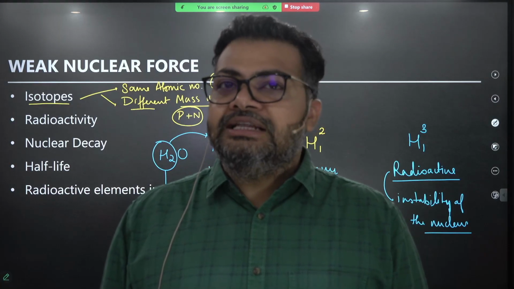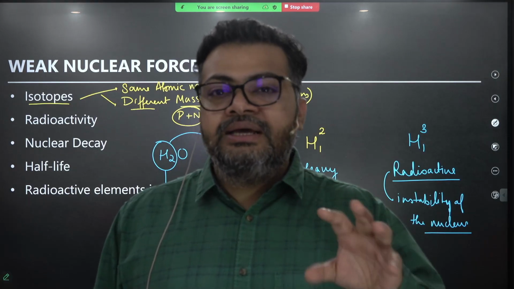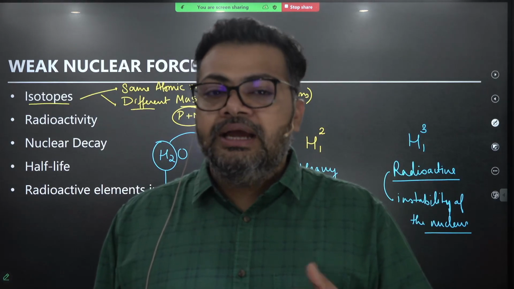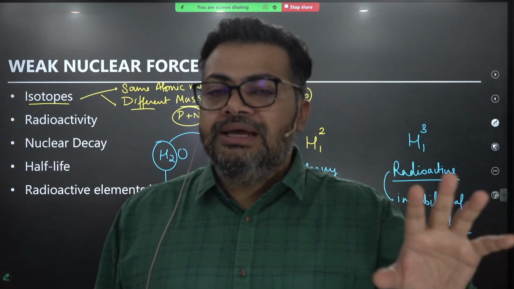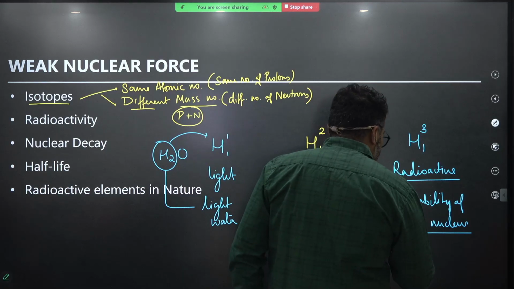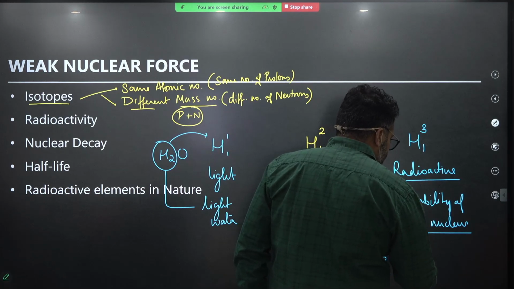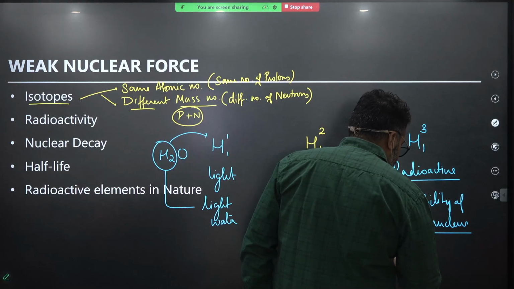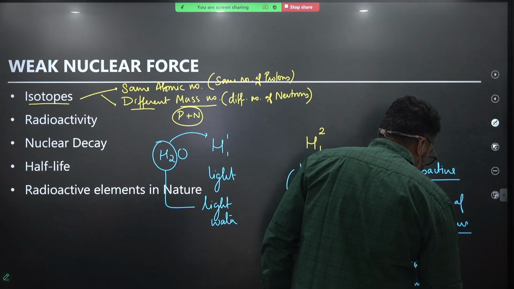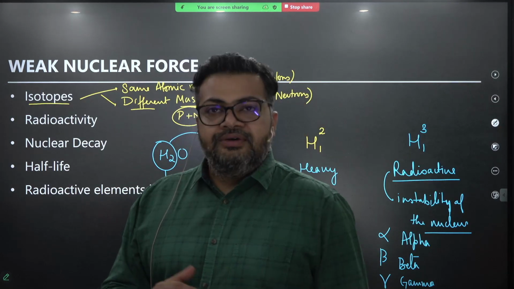So how is that instability managed when the nucleus becomes unstable? It is managed by releasing that instability outwards. So the nucleus, when it becomes unstable, releases that instability out in the form of radiations known as alpha, beta, gamma. These are the radiations that are released whenever you have any unstable nucleus. Don't emphasize on alpha, beta, gamma right now. We'll talk about them later.